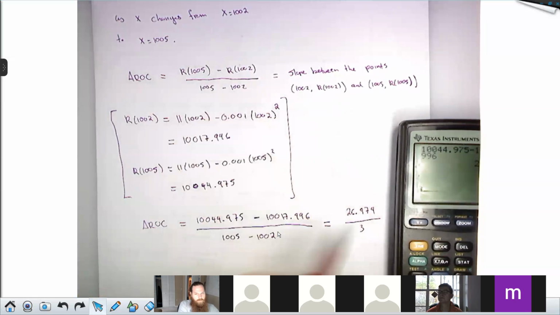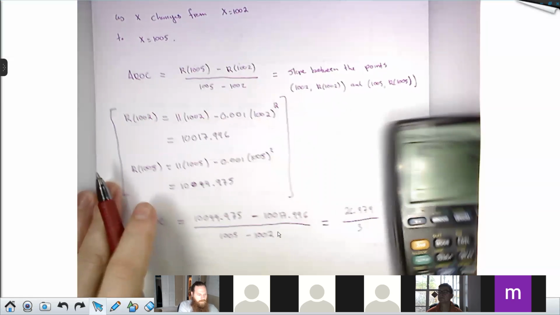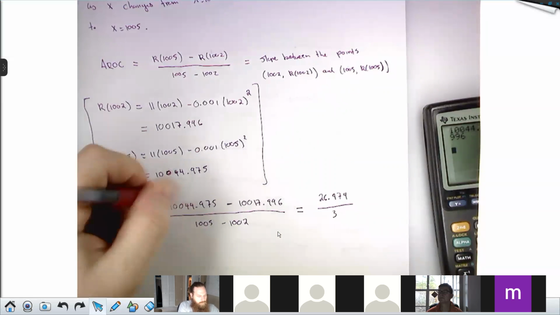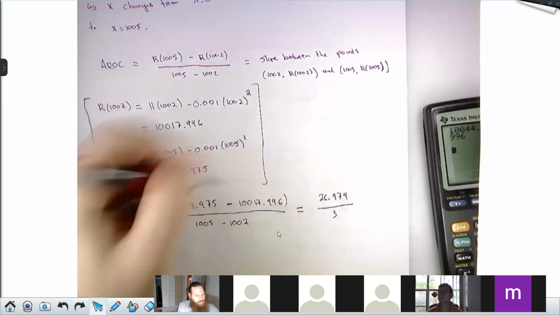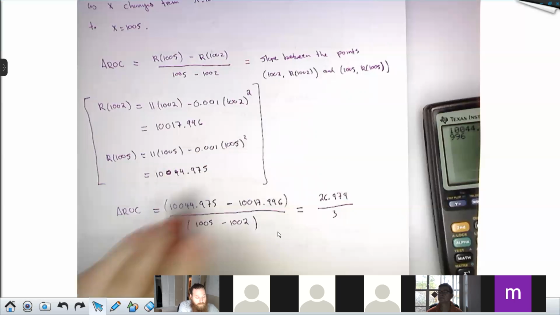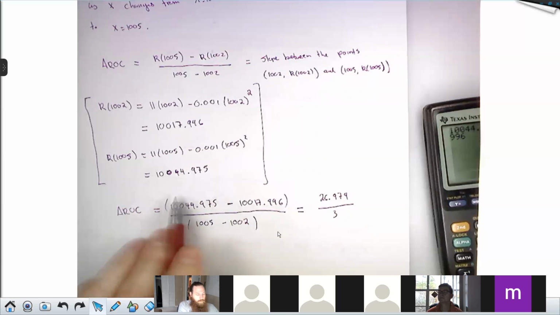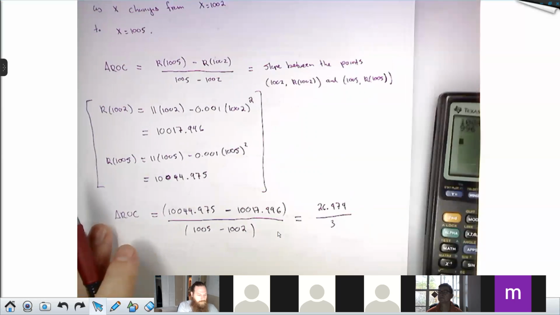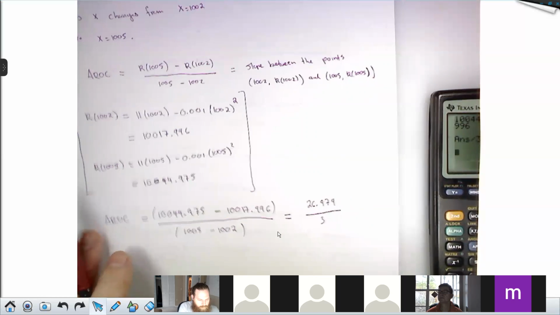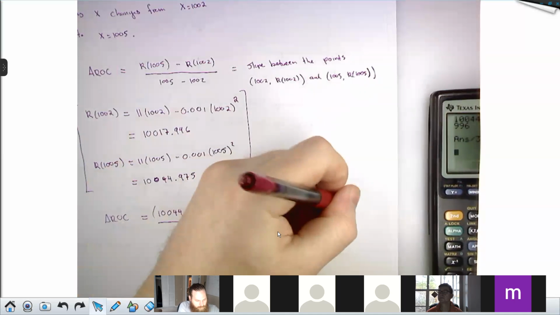And I really suggest calculating the top and bottom separately like I did here. Otherwise, you have to be very careful with parentheses. Remember, fractions are grouping symbols. We really have to think of the top and bottom as being in parentheses. So if you wanted to type this whole thing in at once, make sure you put the top and bottom in parens. But my suggestion is just do one step at a time. Calculate the top, calculate the bottom. And now we can divide that previous answer by 3, and that will give us 8.993.